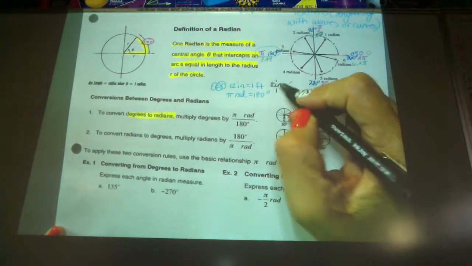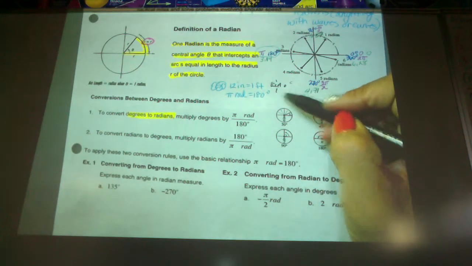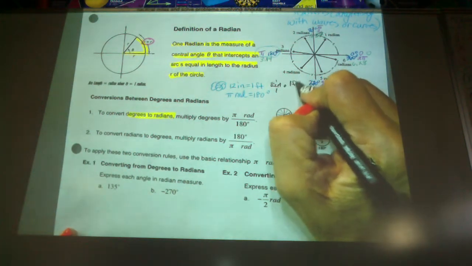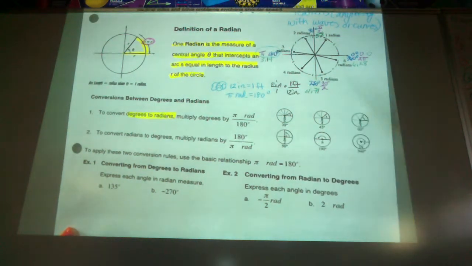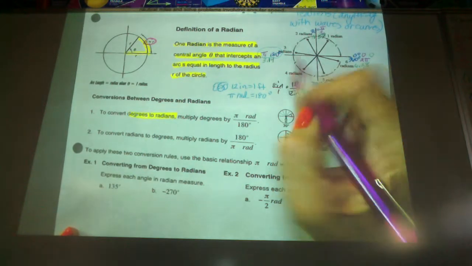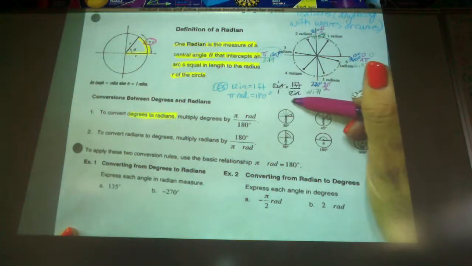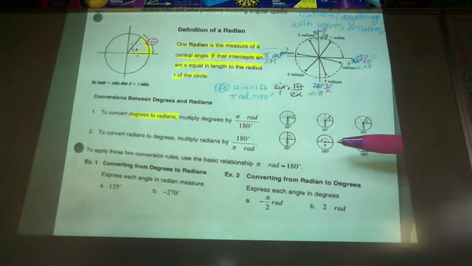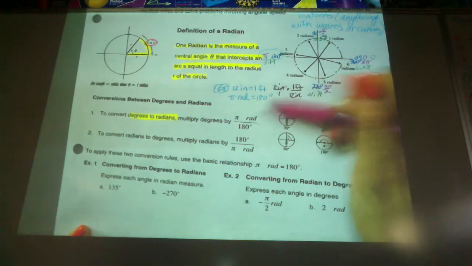So whatever you want at the end needs to be up top. If I want to convert inches to feet, my 1 foot goes up top. And that way my inches are going to cancel out because they're diagonal to each other. And then of course I would reduce my 8 and my 12, and then I would get my portion of a foot. Same thing's going to occur with pi radians and 180 degrees.